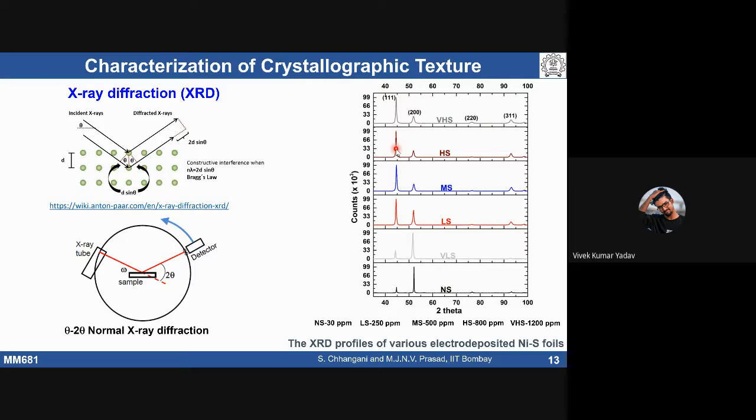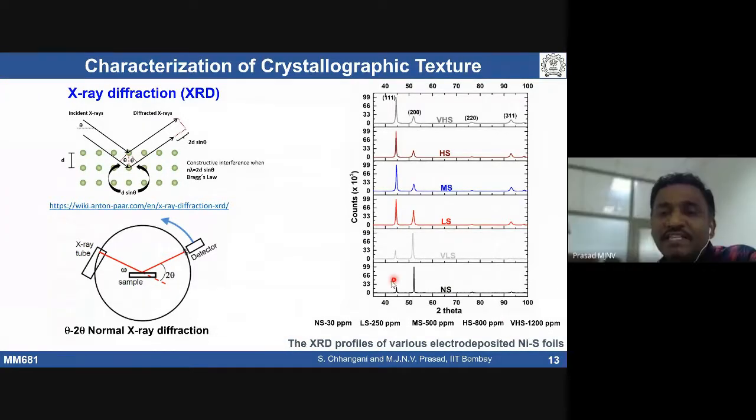So the structure factor reduces, because sulfur is disturbing the atomic positions. So the intensity will also reduce. The Bragg angle corresponds to a particular plane. We have a polycrystalline material, so many grains are there. Initially, the grains with 200 orientation are more in number.